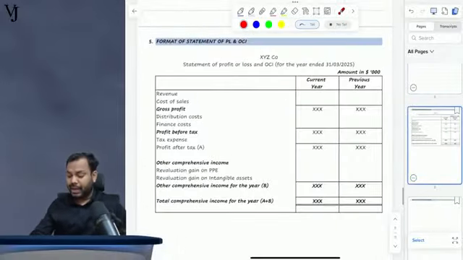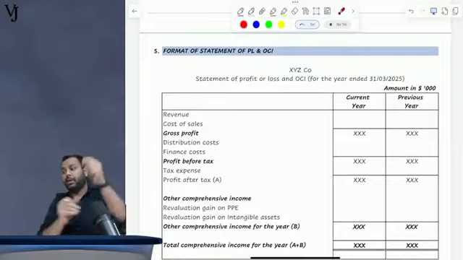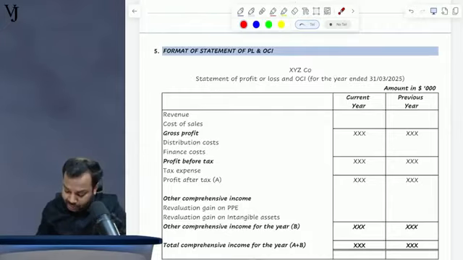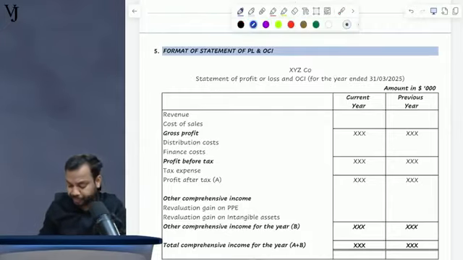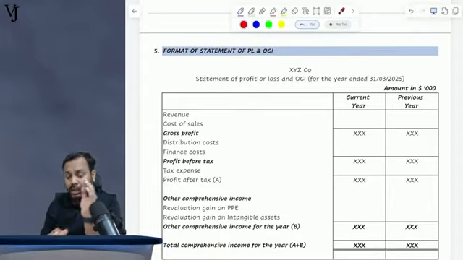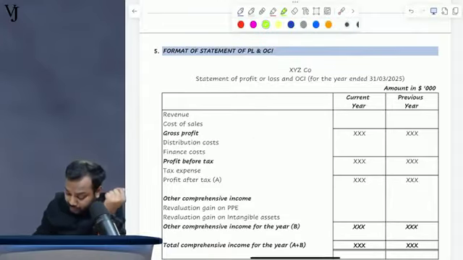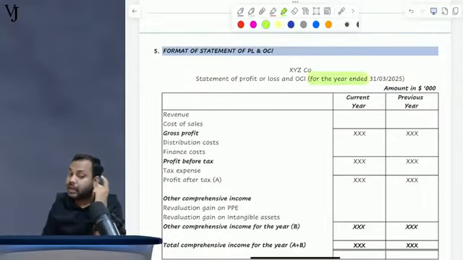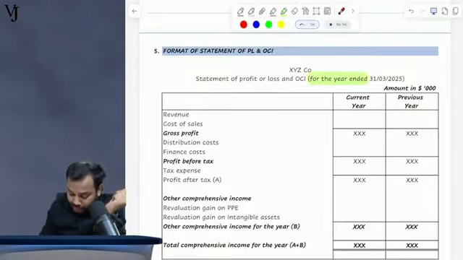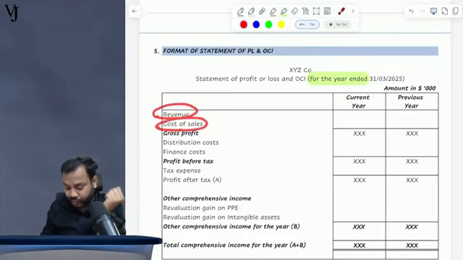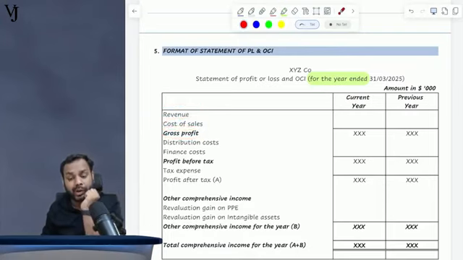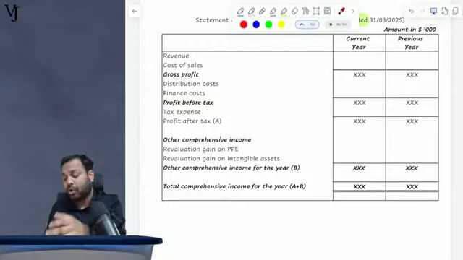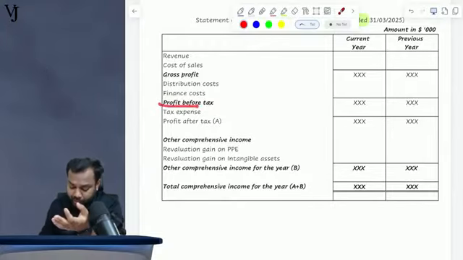Format of P&L and other comprehensive income. Format of profit or loss and other comprehensive income. Understand? Now, as you can see, it is for the year ended. It starts from revenue, cost of sales, and then comes gross profit. Then we reduce operating expenses by the name of distribution cost and admin cost, which gives me profit before tax.